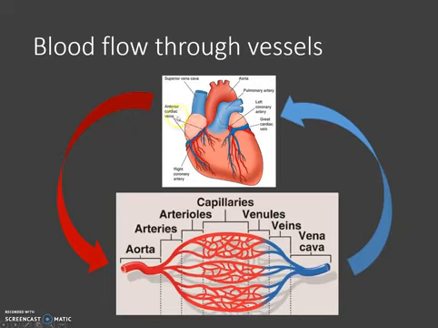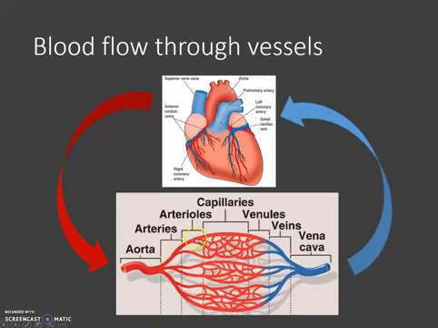So from the heart, the blood travels first through arteries, and the main artery that leaves the heart is called the aorta. The aorta then branches into smaller arteries, but these are still fairly large, and the major arteries are going to different parts of the body. So you may have an artery going towards the kidney, an artery going towards the liver, an artery going towards the arms, the legs, etc.